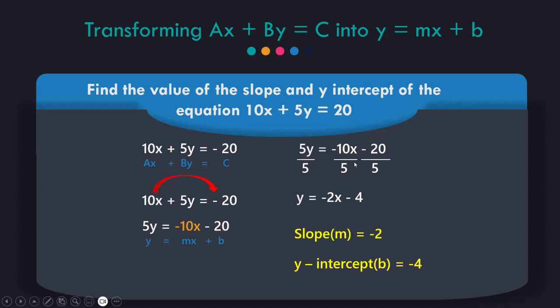Right? And then, negative 10x divided by 5. So, negative 10 divided by 5, this is now equal to negative 2x. And then negative 20 divided by 5 is negative 4. Therefore, our slope now is equal to negative 2 and our y-intercept is equal now to negative 4.